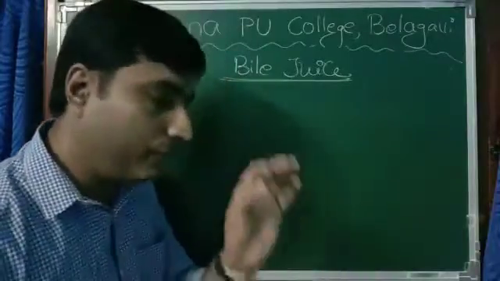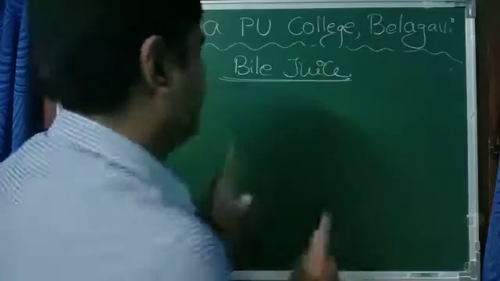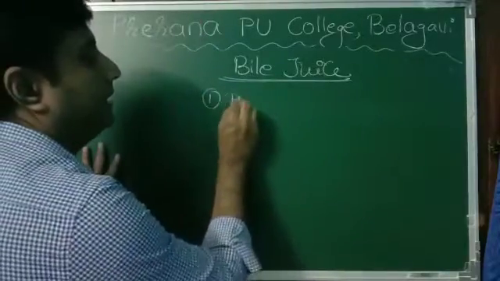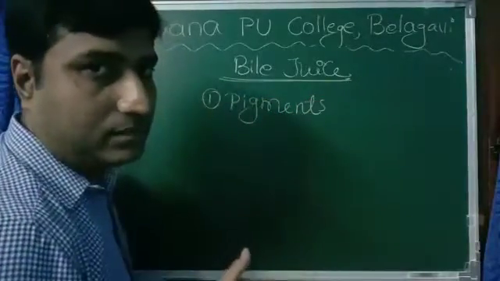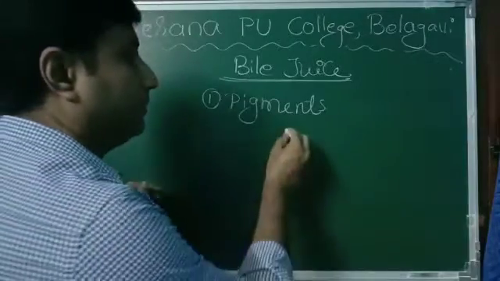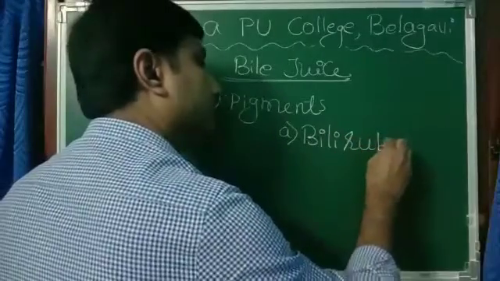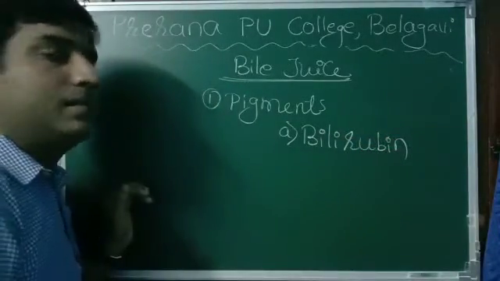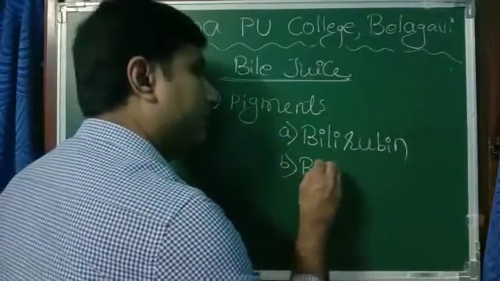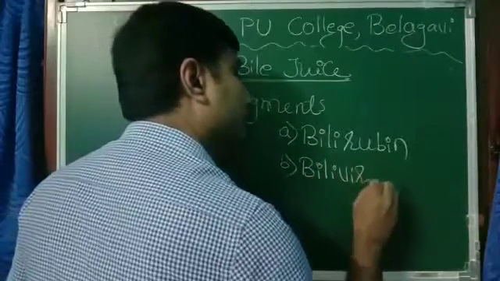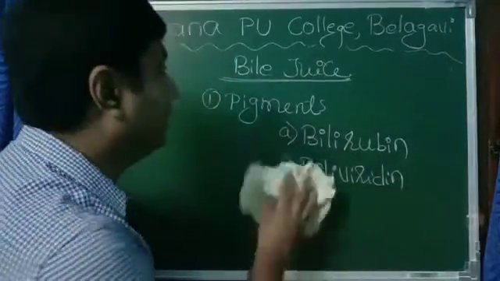Instead, bile juice contains sodium salts and pigments. And because of that pigment, bile juice is yellow in color. Which are the pigments? One is bilirubin. One type of pigment is bilirubin, and another type of pigment is biliverdin. These are the 2 types of pigment that give yellow color to the bile juice.